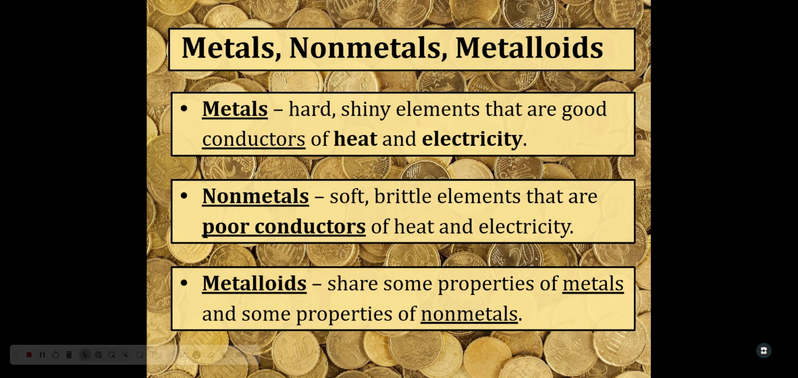That's why we use metal for pans. Okay, non-metals are soft and brittle, and they are poor conductors of heat and electricity. So those are the things that you'll often find that we're going to call insulators. They help stop the flow of electricity. And then you have metalloids, which share some properties of metals and some properties of non-metals.